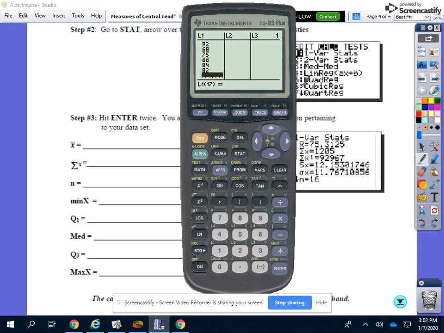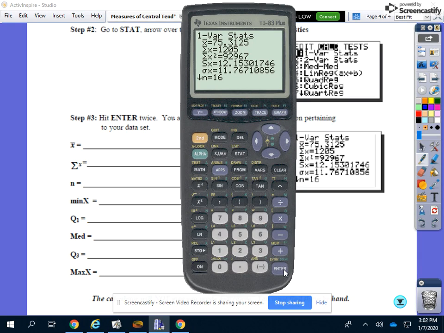After you enter your data into your calculator, as you can see for step number 2, you're going to go to Stat, go over to Calc, and see how number 1 is already selected. Simply hit Enter. Hit Enter one more time, or go down to Calculate on your calculator screen, and several pieces of information show up. I'm now going to talk to you about what each of these represent.